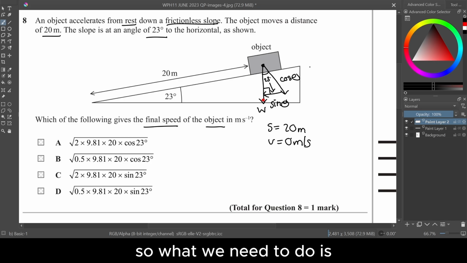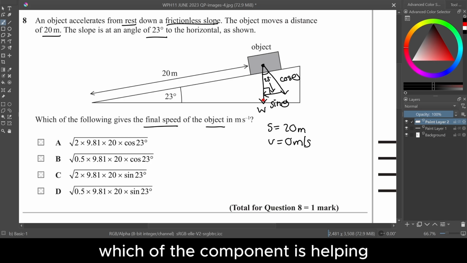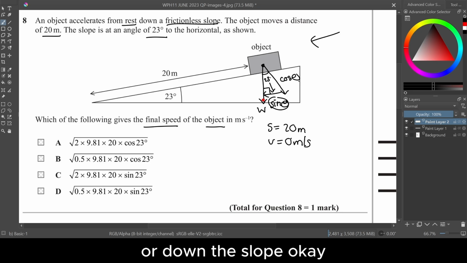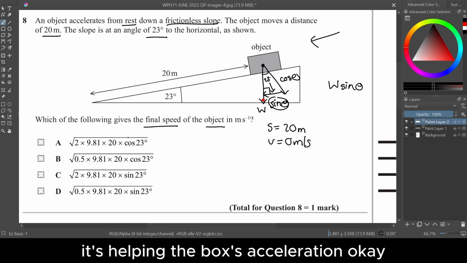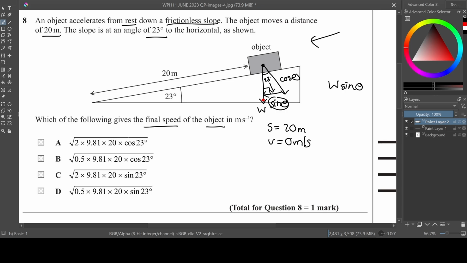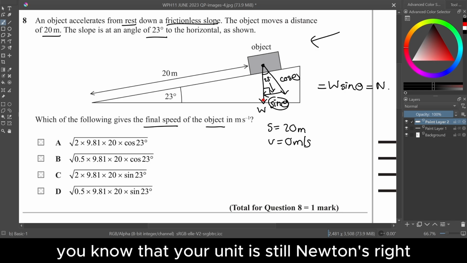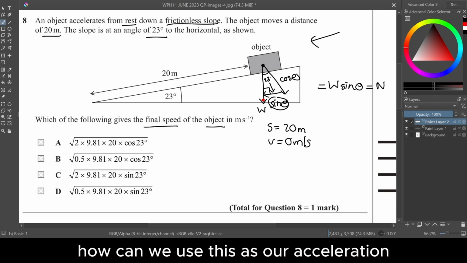Now, what we need to do is figure out which component is helping. Sine theta is helping because it is helping the box go to the left side, or down the slope, okay? So W sine theta is helping the box's acceleration, okay? Now, if you just calculate this, you know that your unit is still newtons, right? How can we use this as our acceleration?